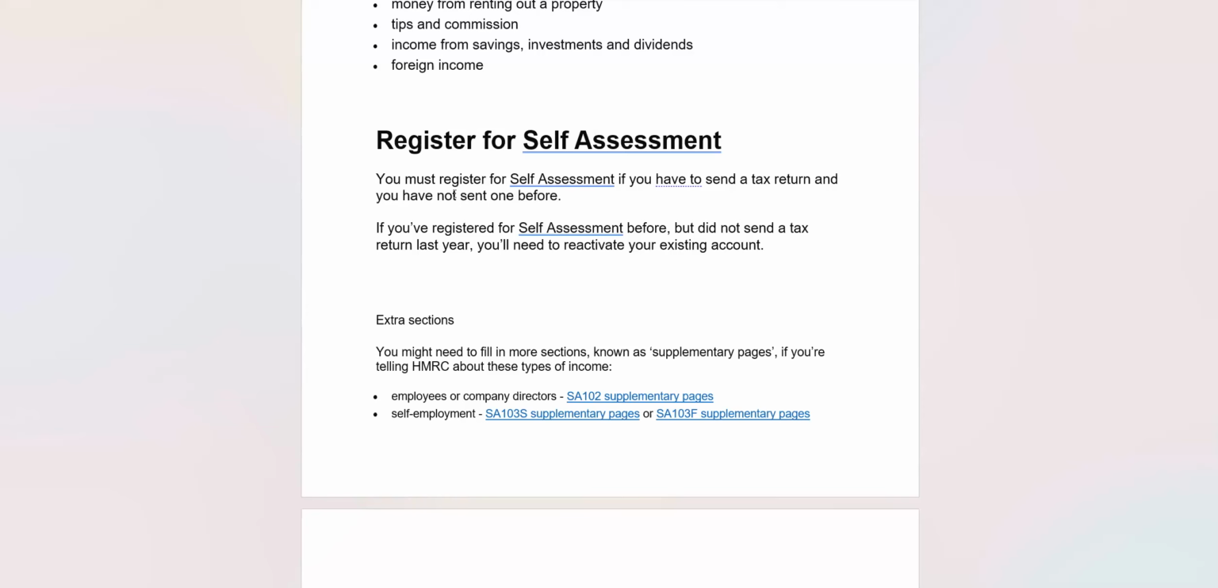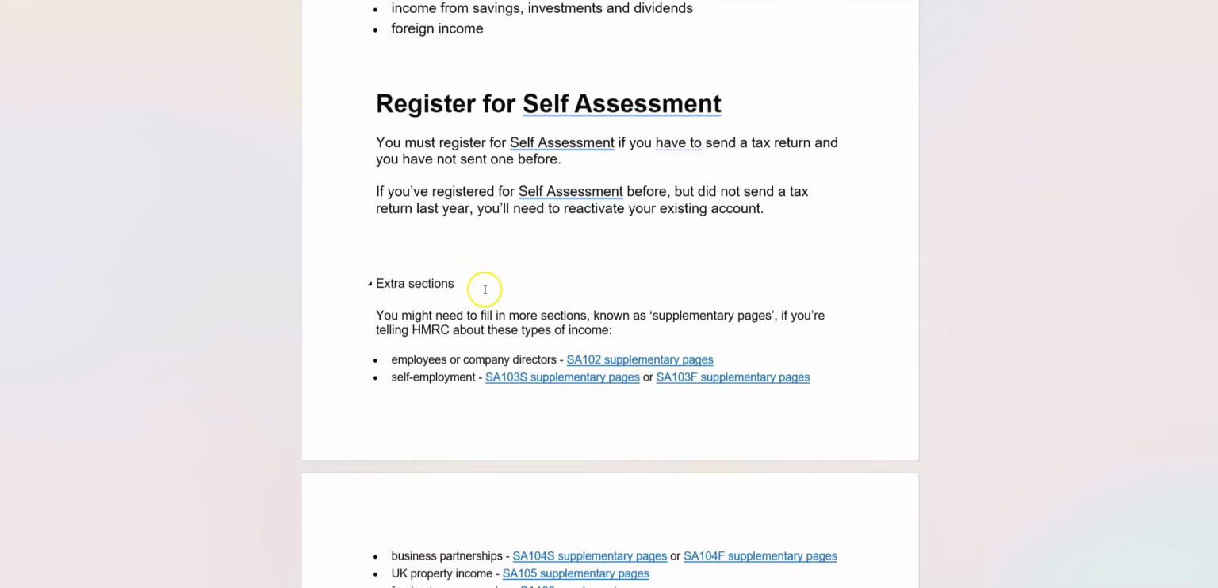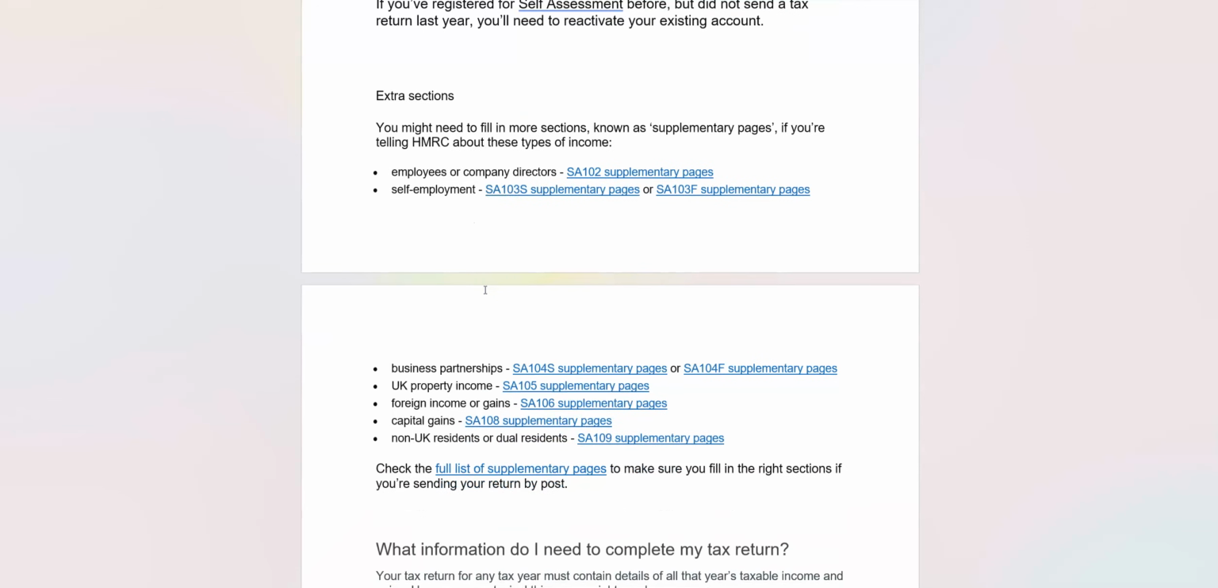The next section: sometimes HMRC can ask you to complete some extra section or extra declaration. So here is some detail. If you're an employee or company director, you may have to complete the SA102 supplementary. If you're self-employed, SA103S. If you are in a business partnership, SA104S. This is basically for additional information, but most of the time you don't need it.